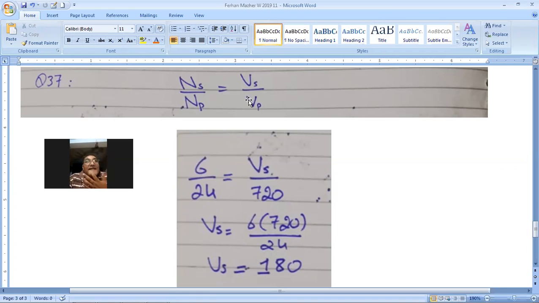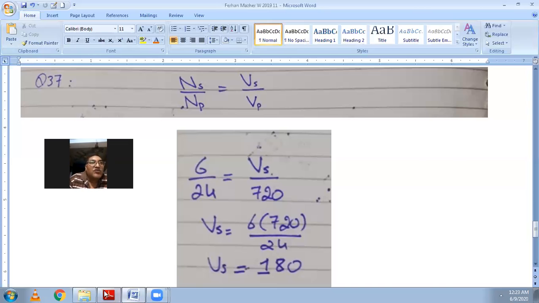So the voltage in the secondary is 6. The voltage in the primary is 24. The number of turns in the secondary is NS. Please mark this mistake. This is not VS. It is NS, number of turns in the secondary. And the number of turns in the primary is 720. So NS is 6 into 720 divided by 24. That is 180. Number of turns in the secondary is 180.